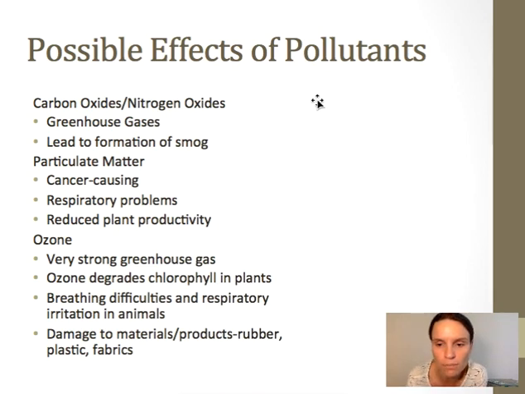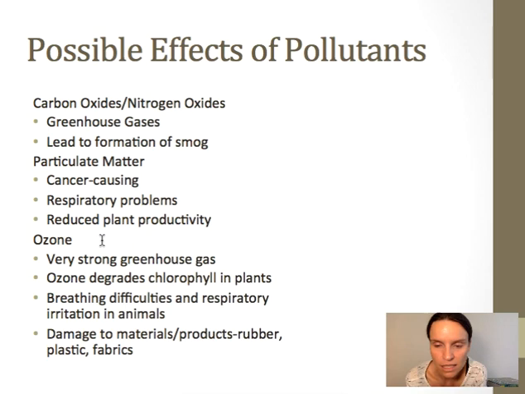So in terms of primary pollutants, carbon oxides and nitrogen oxides are greenhouse gases. They are also instrumental in the formation of smog. Particulate matter is stuff that you can see in air pollution, particles that are floating around. And those can be harmful because if they're composed of dangerous substances, they can cause cancer. They also obviously cause respiratory problems as you're inhaling foreign objects into your respiratory system. And if they land on plants, they can reduce plant productivity because it limits the amount of sunlight that the plants can get.